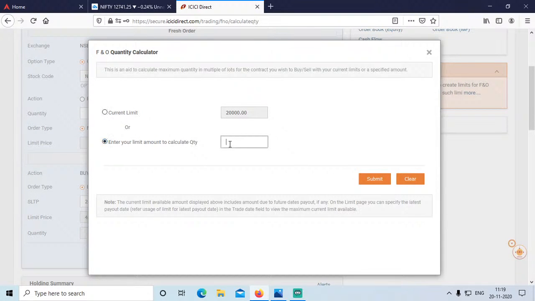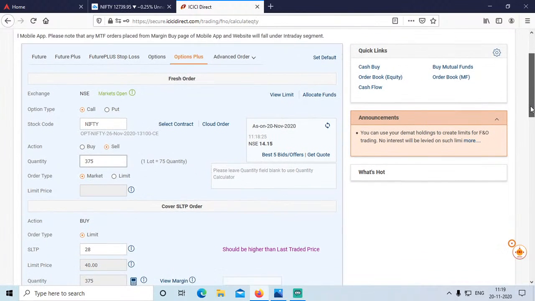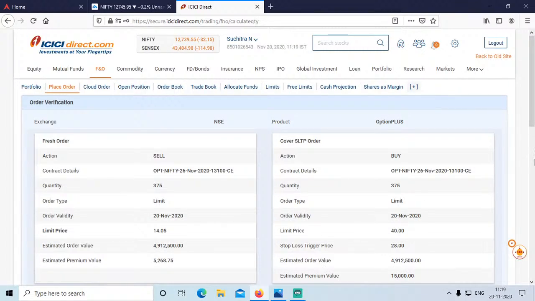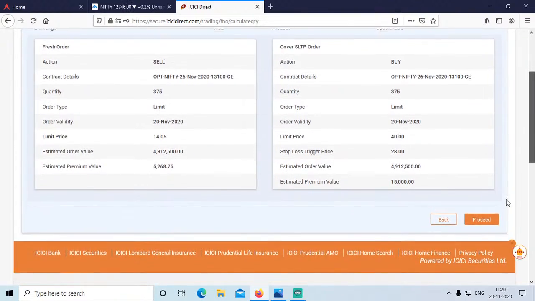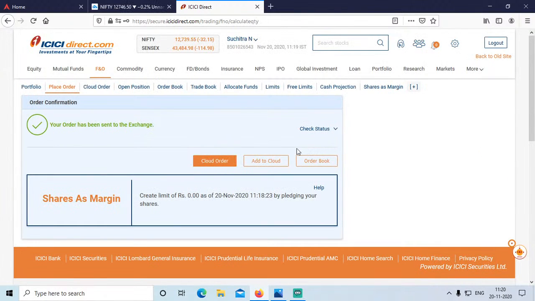So just give 10,000. Now the system will calculate 375 quantity. So 375 quantity, stop loss is 28, and we will just refresh the price. It's 14.05, so we can put a limit of 14.05 and just click on submit. Click on proceed. It's done.